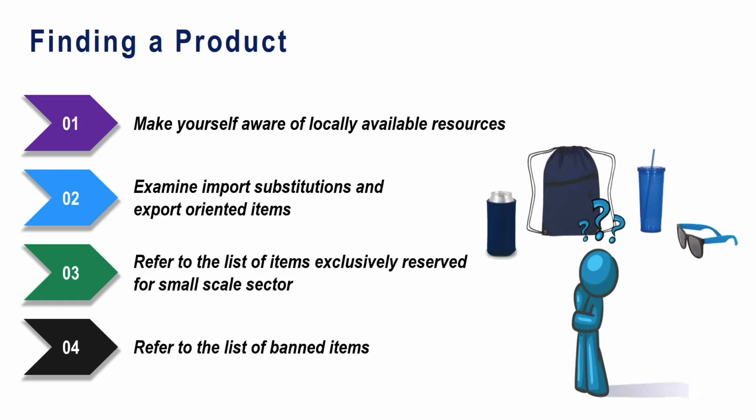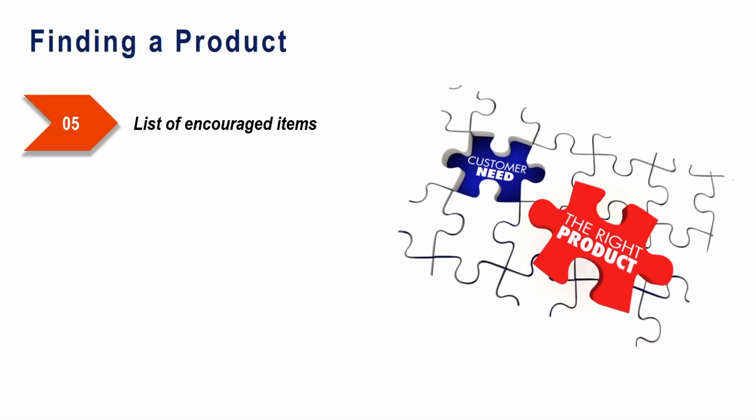Refer to the list of banned items. Some items you cannot really manufacture being a small scale entrepreneur, for example, anything concerning defense items. So, you have to see that list also. And the list of encouraged items, so you have to see the industrial policies of the state and at the national level. So, what the country or what the state is basically trying to promote, those products or those services you can always provide.